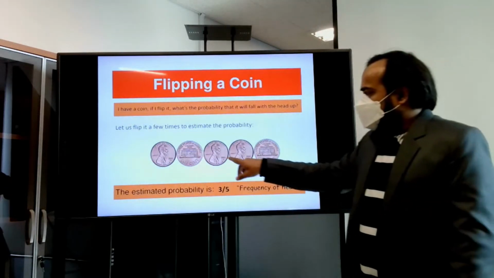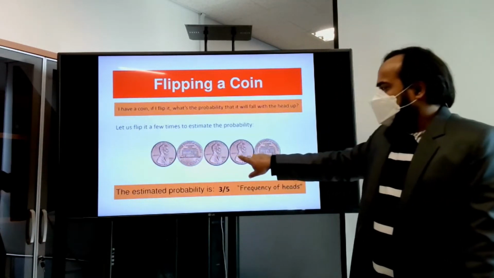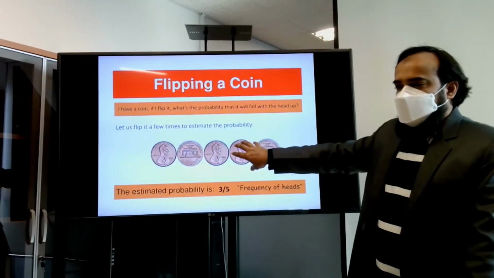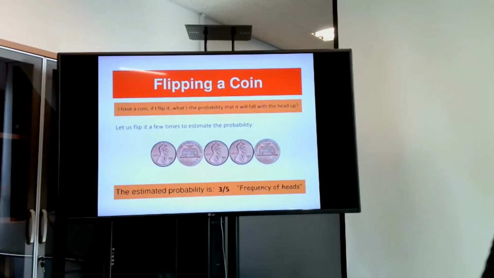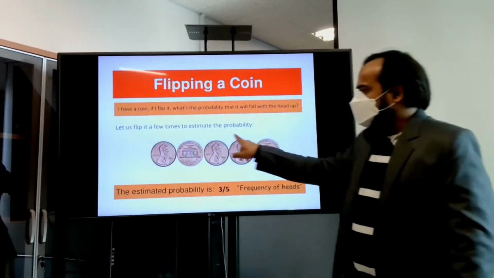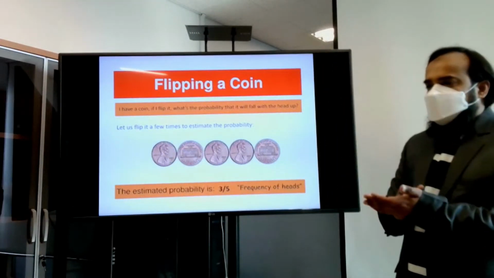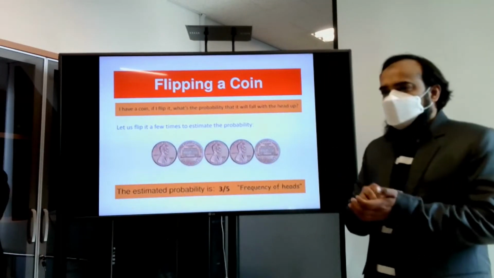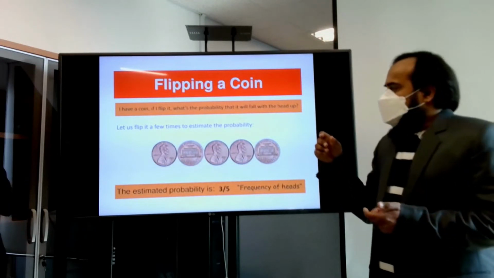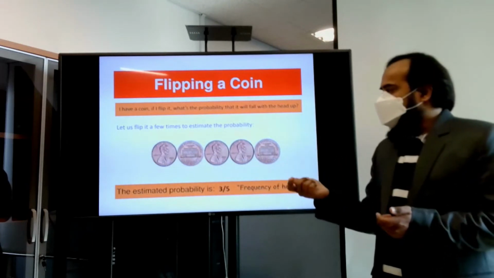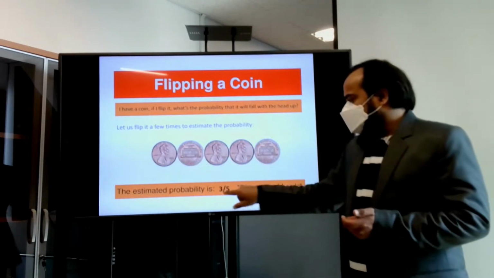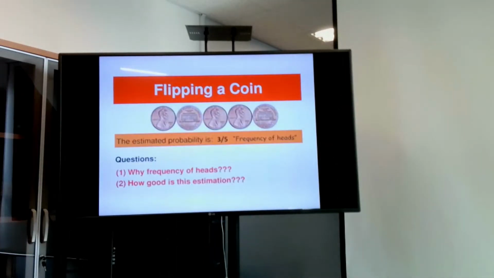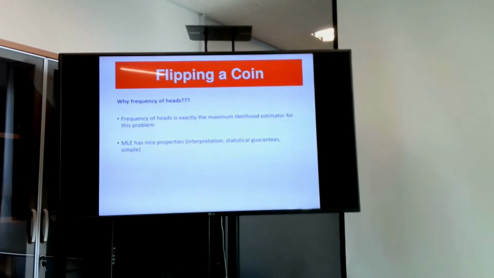So of course the maximum likelihood of this parameter is 3, and z means how many measurements: 1, 2, 3, 4, 5, so z is 5. Out of z we estimate the non-random parameter, like head 3. So MLE has nice properties. The interpretation and statistical guarantees are simple.